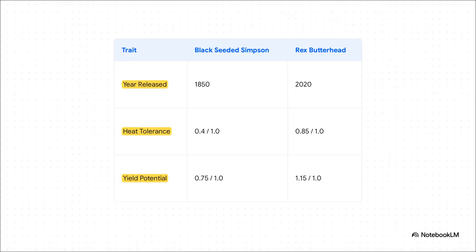And when you start digging through these profiles, wow, you see this incredible story of innovation. So on the left, you've got this old-timer, Black-Seeded Simpson, an heirloom from 1850. It's fine, but look at that heat tolerance, super low. Now jump 170 years forward to the Rex Butterhead from 2020. I mean, the improvement in heat tolerance and yield is just dramatic. But here's the kicker. Is even this modern champion good enough for our farmer's specific setup?